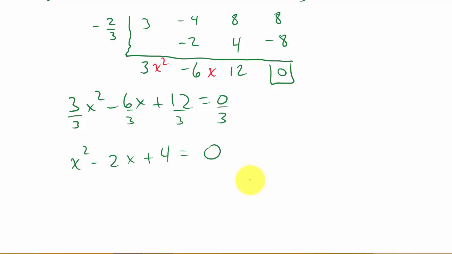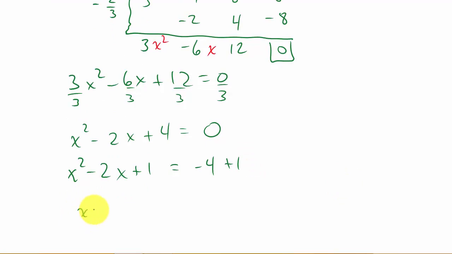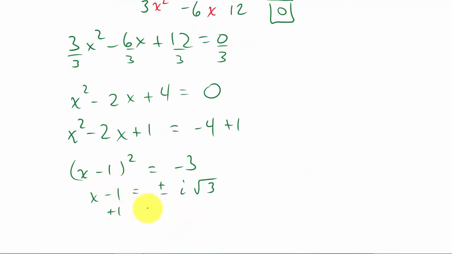So how are we going to solve it? Well, we can use the quadratic formula, or we can complete the square. And since this is an even number, it'd be just as fast to complete the square. So remember, move the 4 over. And then remember, you take this term, you half it, you get 1. You square it, you get 1. And so we get x minus 1 squared equals negative 3. x minus 1 is plus or minus i square root of 3. Add the 1 to both sides, so x equals 1 plus or minus i square root of 3.